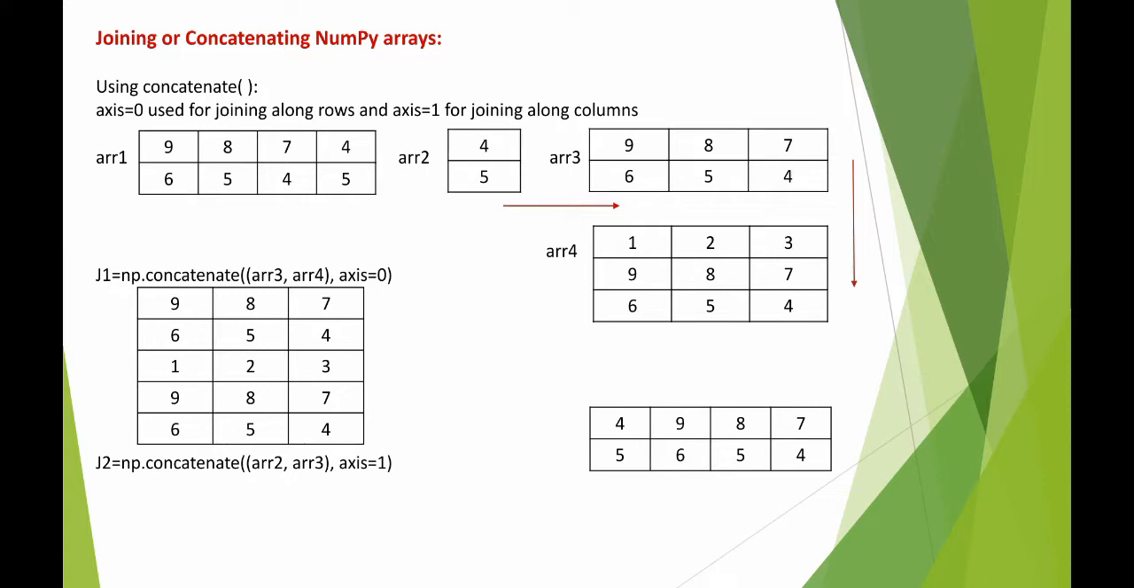As you can see, ARR2 was having 1 column and ARR3 was having 3 columns. So all together we are having 4 columns now.